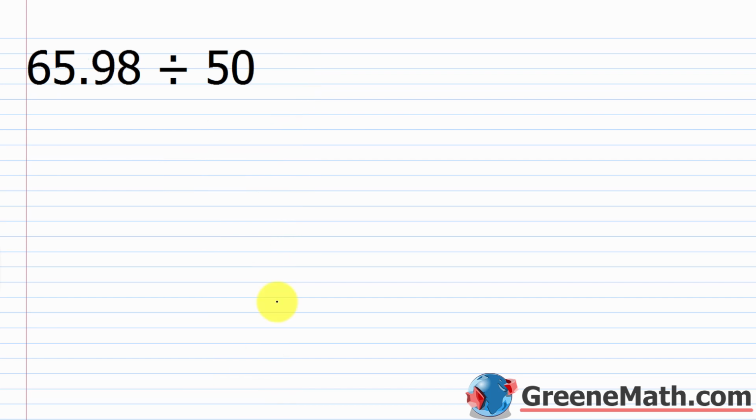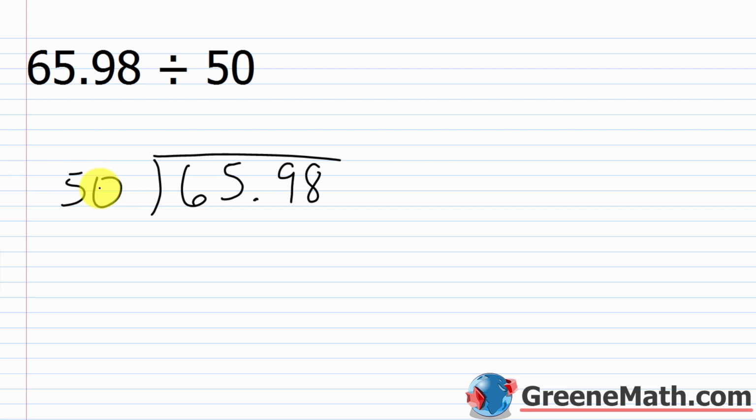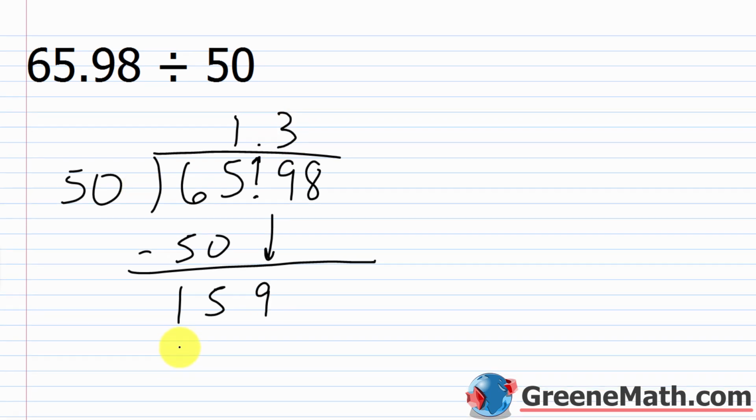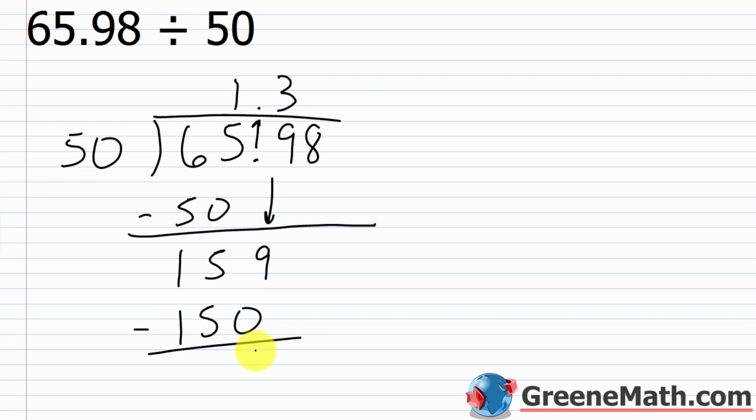We have 65.98 divided by 50. So bring your decimal point up into the answer. 50 is not going to go into 6, but it will go into 65. It'll go in once. 1 times 50 is 50. Subtract, 5 minus 0 is 5. 6 minus 5 is 1. And go ahead and bring down the 9. So now how many times will 50 go into 159? Well, 50 times 3 is 150. And that's about as good as we can do. So let's put a 3 here. 3 times 50, as I just said, is 150. Subtract, we get 9.